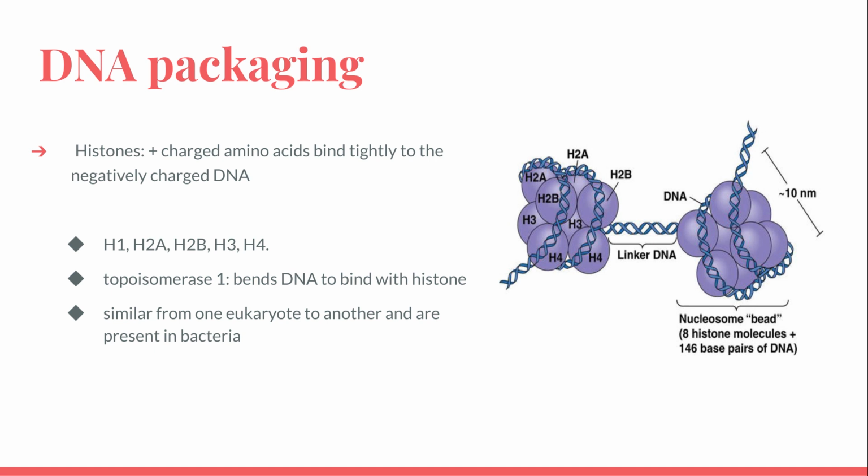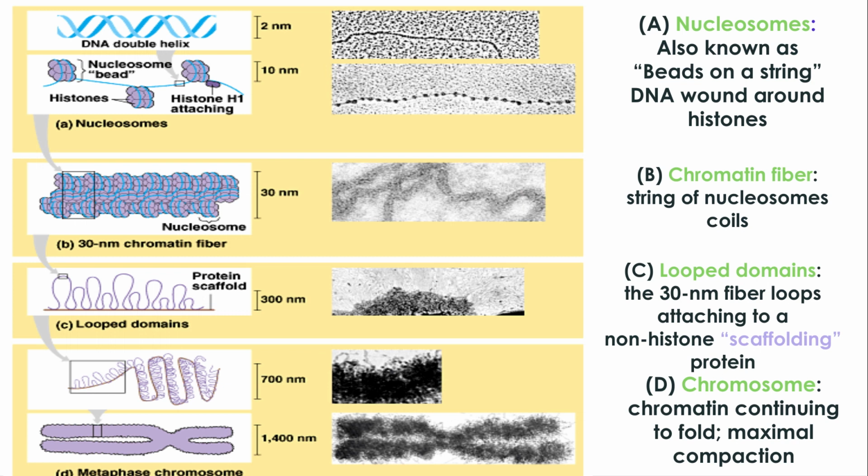almost like string on a bead. And this is the structure that is present for most of the cell cycle. Those structures are called nucleosomes, right? When you have DNA wound around histones. And then the nucleosomes are wound around each other in the form of coils. So this is a structure which we call chromatin fiber. So this is what it is. This is the stage it is found in through most of the cell cycle.